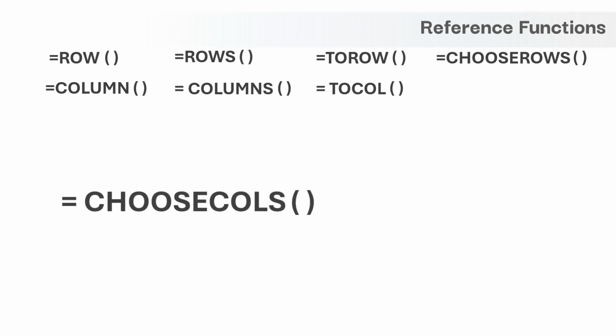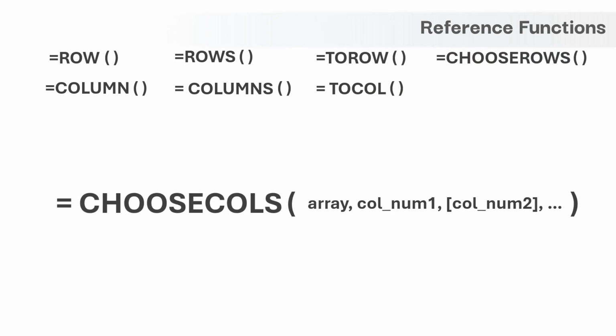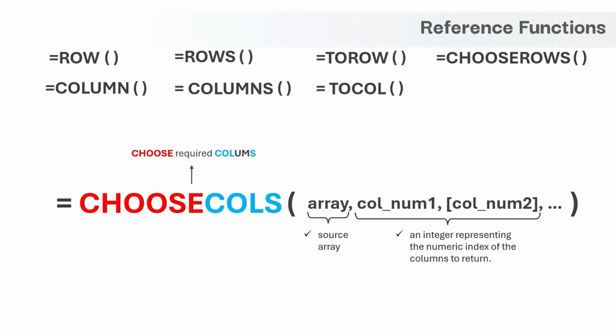The next function is CHOOSECOLS, which means choose columns, and it is the same as CHOOSEROWS, just that it takes column indexes as input and gives only those columns as output in the same sequence. Finally, we are done with all the basics. Let's jump back to Excel and see some simple examples.